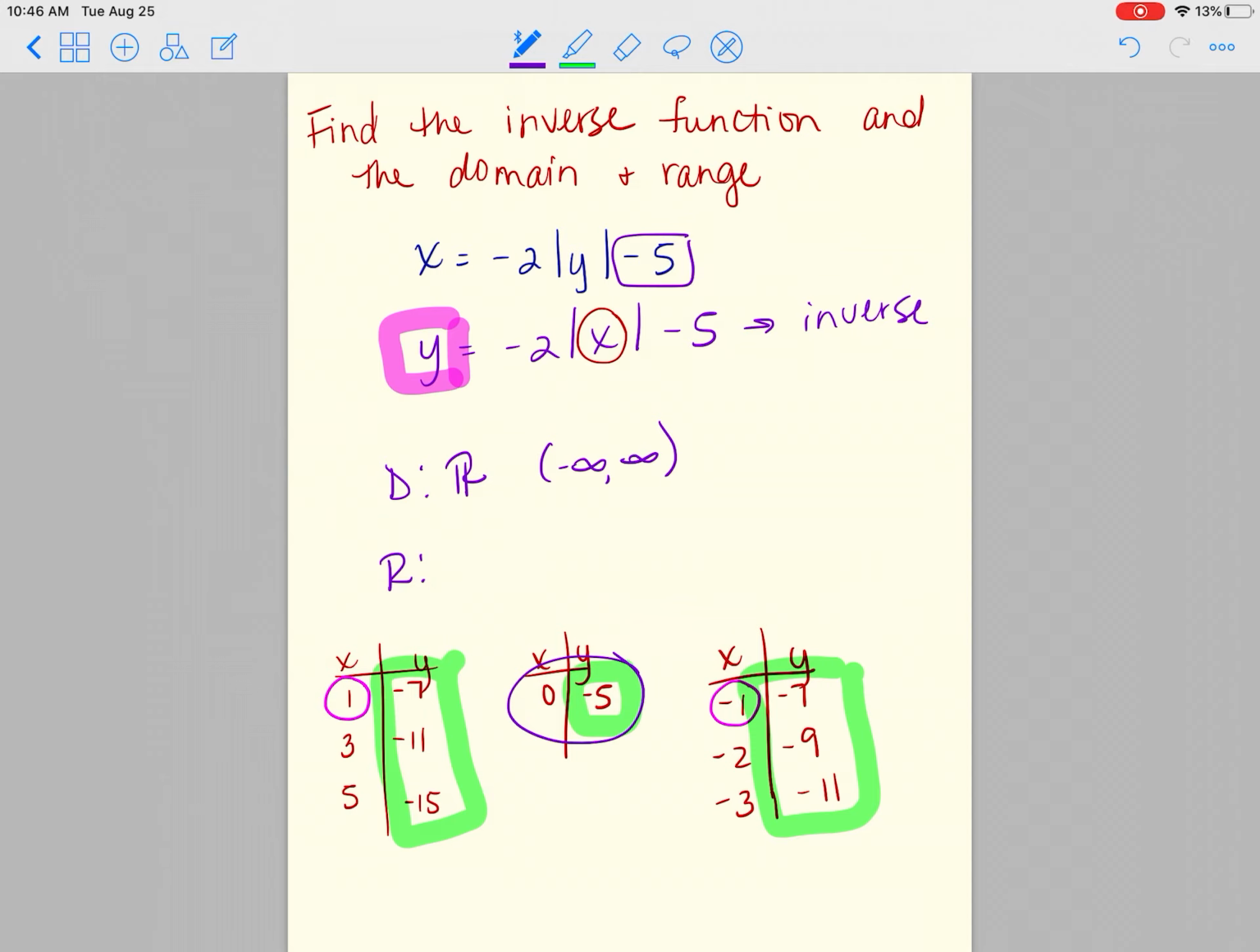This minus 5 up in this problem shifted this absolute value down 5 units. So my range actually starts at negative 5 and it goes to negative infinity, everything down below it, if you're writing in that notation. Or we can say that y is less than or equal to negative 5, not x, because we're talking about range. Everything below negative 5. I hope this helps.